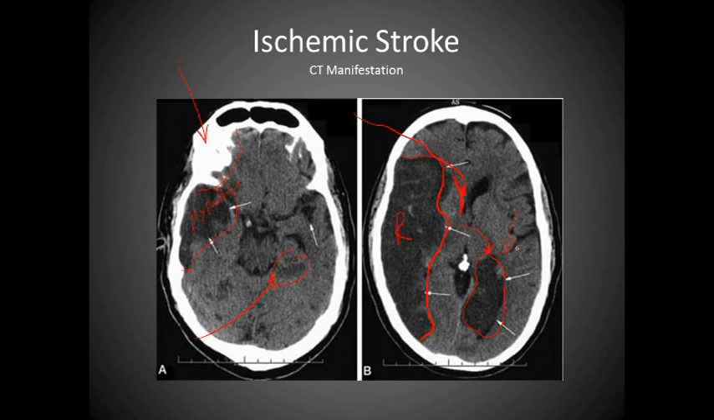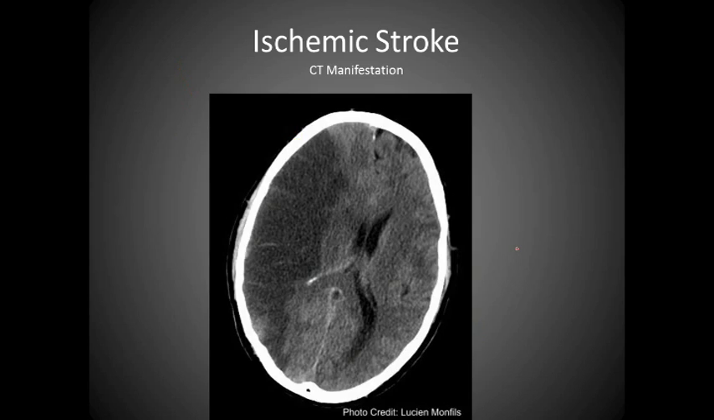Notice how hypodense it is, how black it is in comparison to the other portions of the brain. That's typically what you're looking for, is just this hypodense area. We don't get so caught up in a triangle shaped area or things like that. But once you see an ischemic stroke, you usually will know what to look for from that point on.